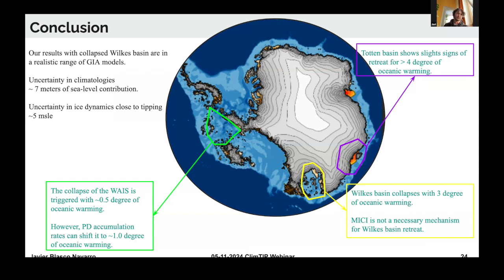And what we observed is that the West Antarctic Ice Sheet, the Amundsen Basin, collapses with a very small warming, 0.5 degrees compared to present day, but that high accumulation rates can mitigate such a retreat. On the other hand, Wilkes Basin collapses with 3 degrees of oceanic warming. Below, we were not able to collapse it. But again, precipitation was able to reduce such a retreat. And we saw slight retreat in the Totten Basin. However, we needed very high oceanic warming, around 4 degrees.